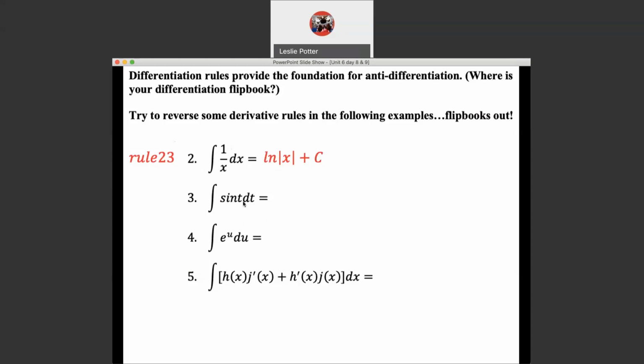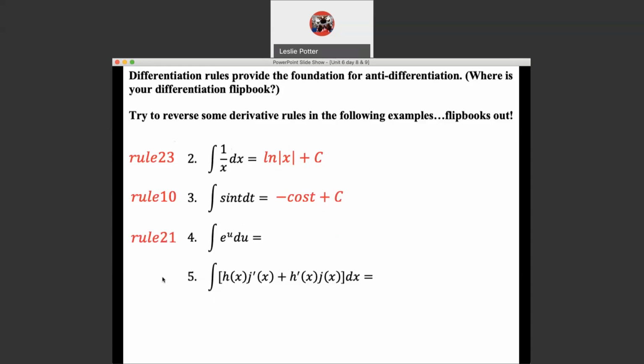If you know you differentiated and you got a sine, you must have started with a cosine. But if you start with a cosine, then you have a negative sign for a derivative. So this is a rule 10, this must be negative cosine plus t plus c.